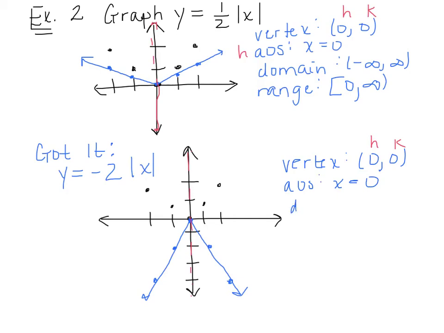My domain has not changed just because it's upside down, because domain, remember, is left or right. If you see these arrows, that means that you can plug in anything you want for x with no restrictions. Now here's where everything is different with your range, because now it's facing down, and we always write our domain and range from left to right, or smallest to largest, or bottom to top.